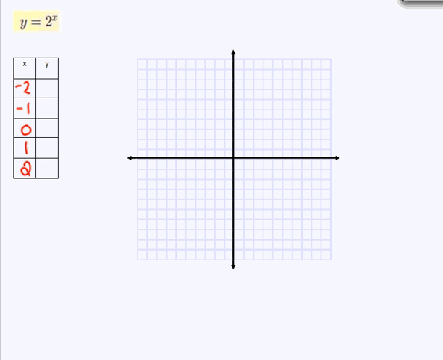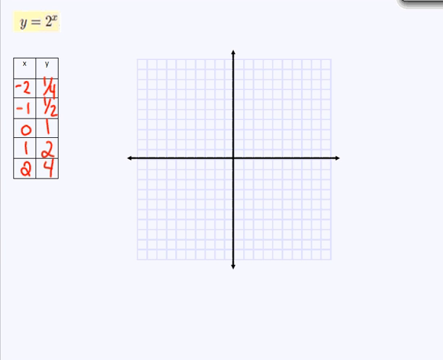So we know 2 to the -2 gives us 1/4, 1 over 2 squared. We know 2 to the -1 is 1/2. 2 to the 0, anything to the power of 0 is 1. 2 to the 1 is 2, and 2 squared is 4. So we can plot these points.